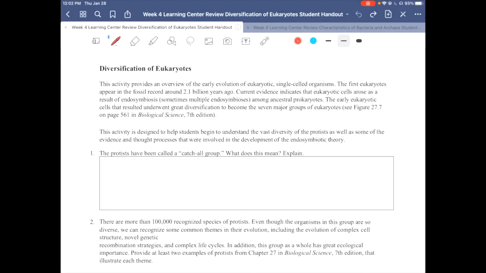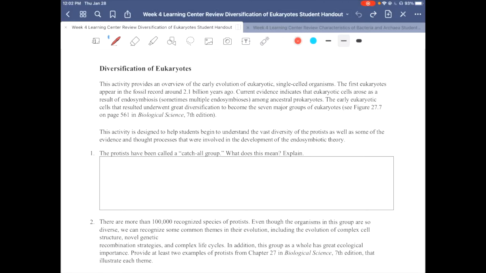All right. So today we're going to be doing a lot of conceptual material from the textbook. There are two worksheets. If we have time, we're going to finish diversification of eukaryotes and then get to prokaryotes versus eukaryotes. In this activity, we're going to see the early evolution of eukaryotes, single-cell organisms, and see what types of organism came first and how it evolved to the other.